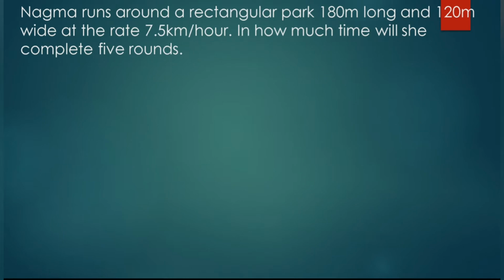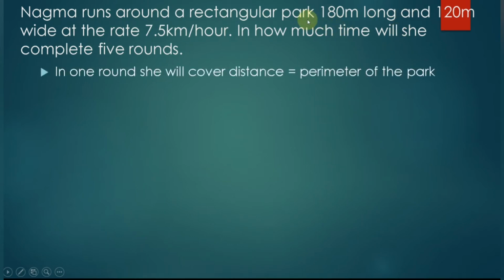So here our first problem is: Nagma runs around a rectangular park 180 meter long and 120 meter wide at the rate of 7.5 kilometers per hour. In how much time will she complete 5 rounds? Now she is running at the boundary. So first thing we need to calculate the perimeter.